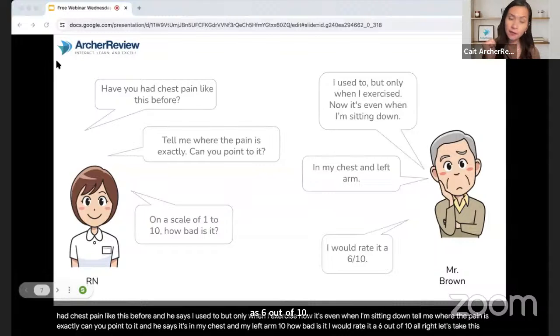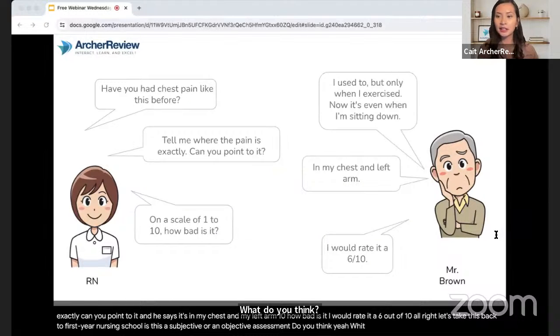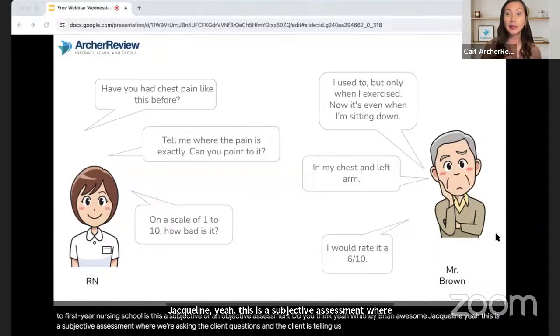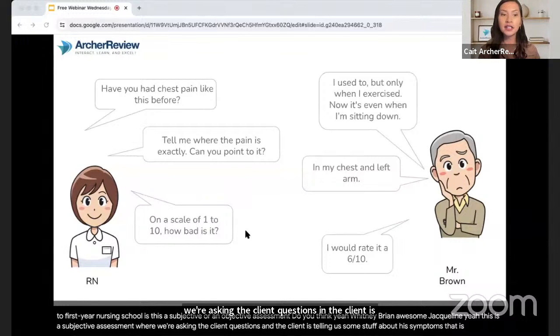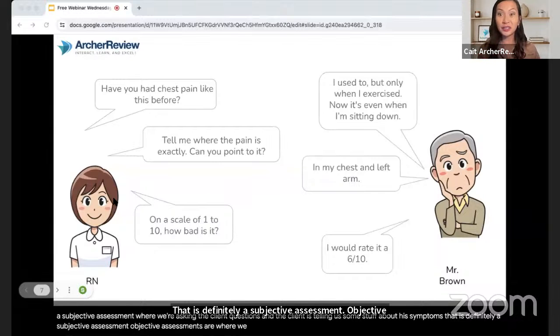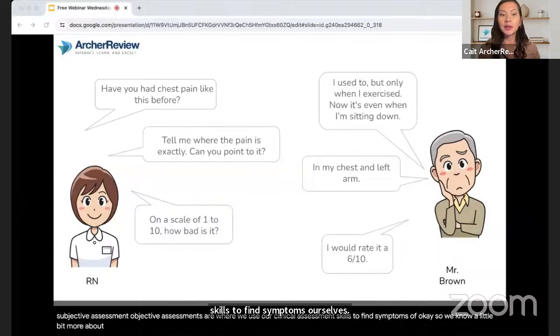All right, let's take this back to first year nursing school. Is this a subjective or an objective assessment? What do you think? Yeah, Whitney, Brian, awesome. Jacqueline, yeah, this is a subjective assessment where we're asking the client questions and the client is telling us some stuff about his symptoms. That is definitely a subjective assessment. Objective assessments are where we use our clinical assessment skills to find symptoms ourselves. Okay, so we know a little bit more about his pain.